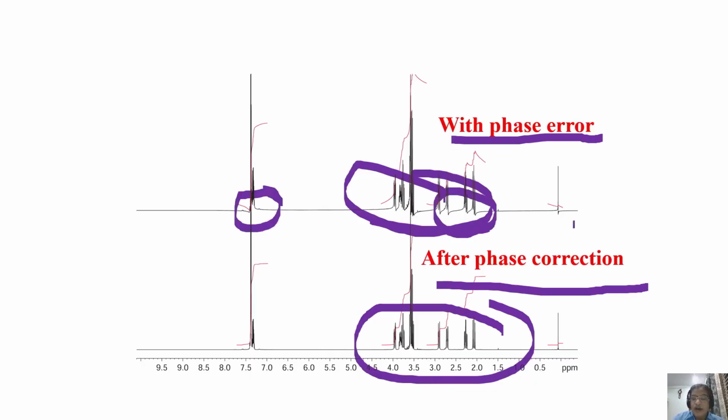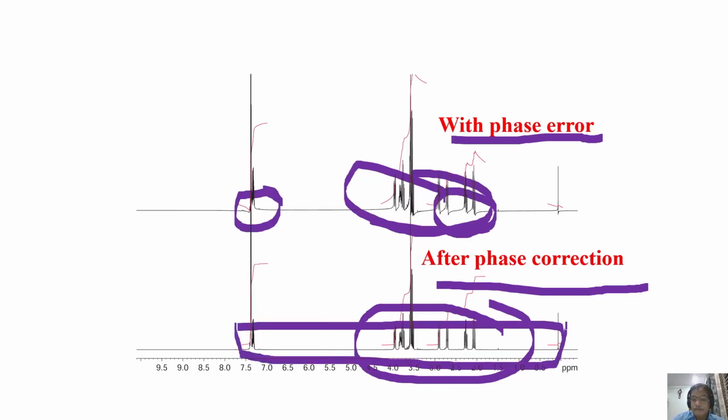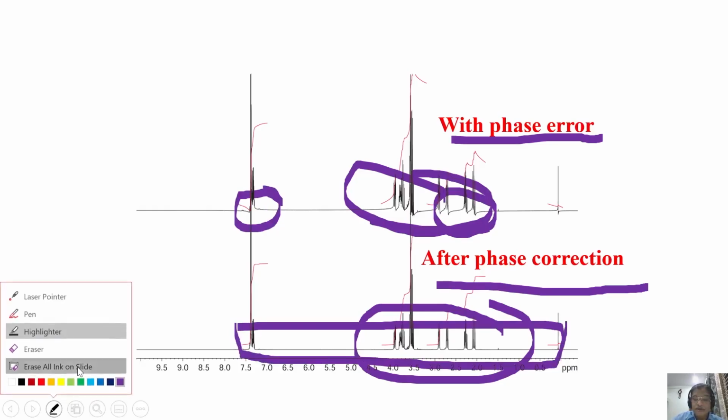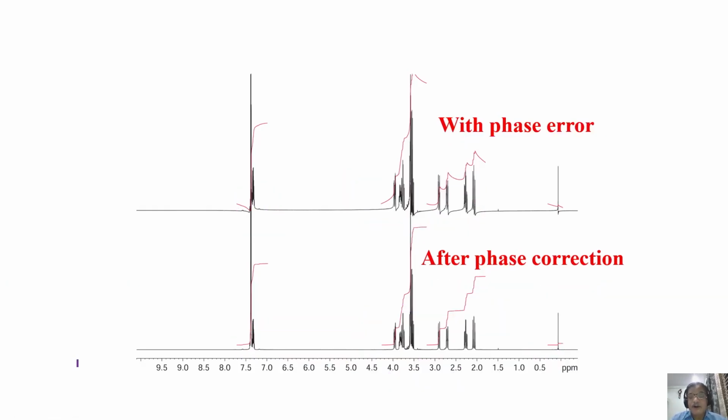Okay. But now, after phase correction, we get a fantastic spectrum like this. Very beautiful spectrum. This is what is called phase corrected spectrum. Please remember, you should know how to do the phase correction.